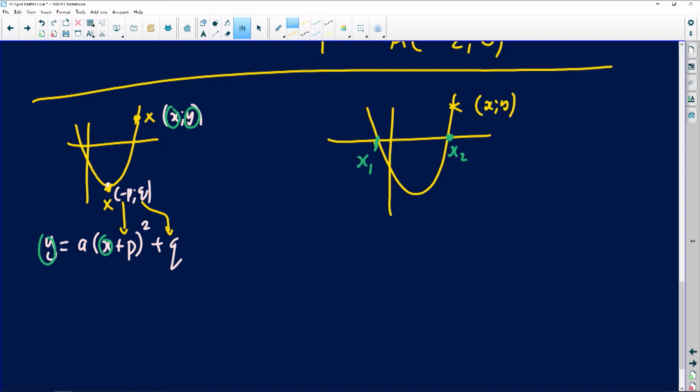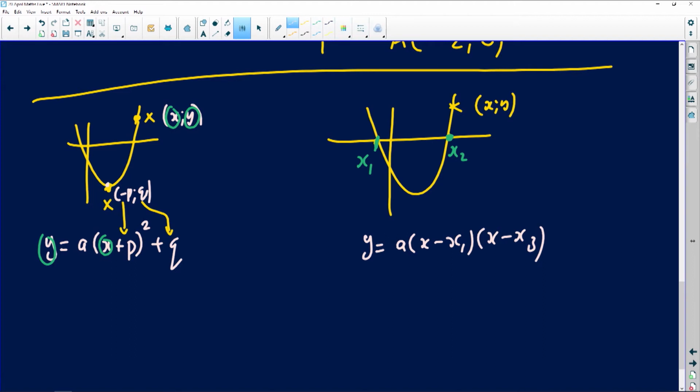Well, your approach will not be the turning point approach, but you will then use y equals a into x minus x1 into x minus x2. There's a third case which I won't talk about because of time, of when you've got 3 random points where you'll have to find 3 equations and work with them simultaneously.